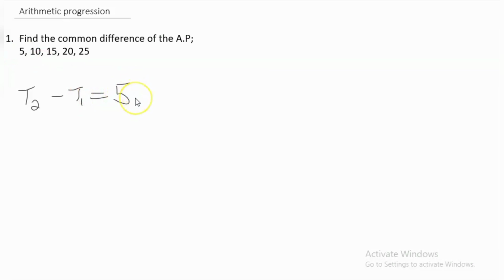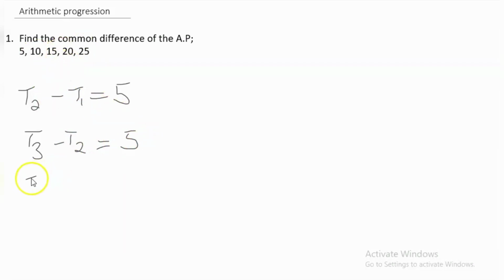But I genuinely do not like to just assume that this is our common difference. I would like to try the second and maybe the third. So let's use T3 minus T2. By the way, it's not just any term minus any term, because 15 minus 5 will not give you the common difference. It's always one term minus the preceding term, meaning the term just before it. So 15 minus 10 is 5. So I'm comfortable to know that 5 is our common difference.